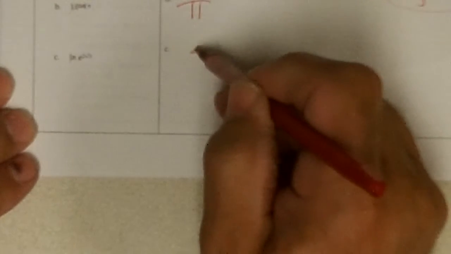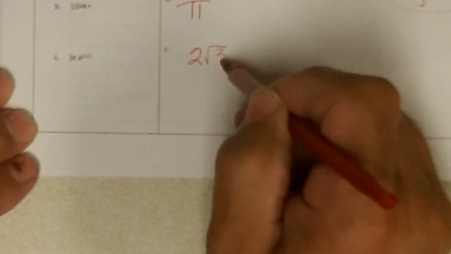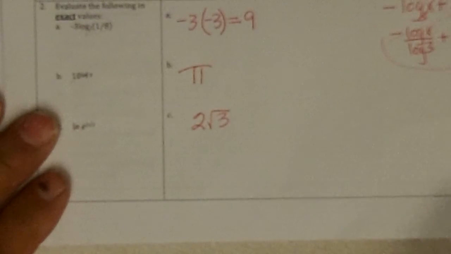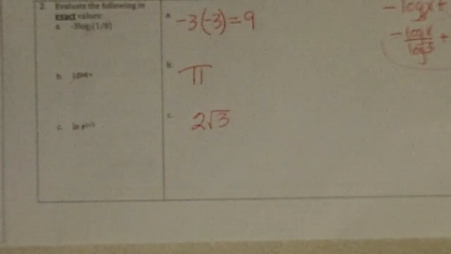And same idea here, ln base e. So what power do we take e to get e to the square root of 2 times the square root of 3? ln and e are inverse operations, and we get 2 square root of 3. They cancel each other and you just get that power. And that's number 2. Those were the easy ones. Okay, that's page 1.